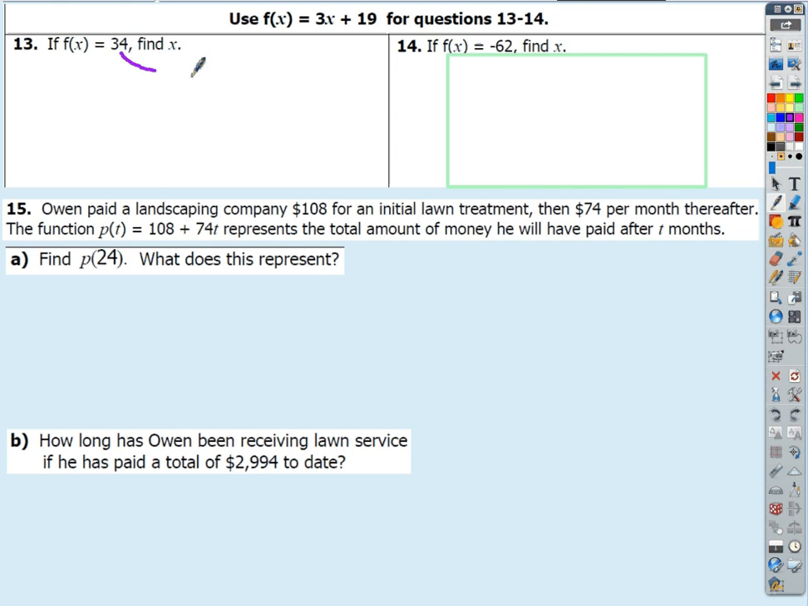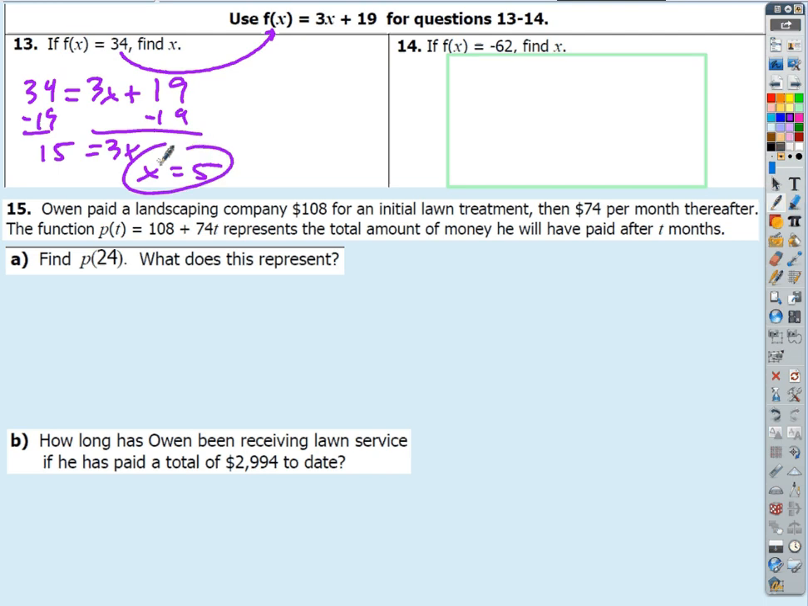Right, 34 is what's getting plugged in for f of x, and so I get the equation 34 equals 3x plus 19, and then I just solve for x. That's easy though, right? Just subtract 19 and divide by 3. So if I divide by 3, 3x equals 15. So I know that when the output is 34, the input had to have been 5. Okay? A little different.